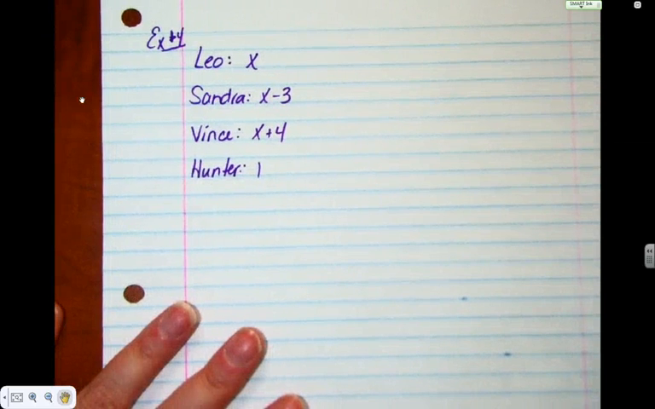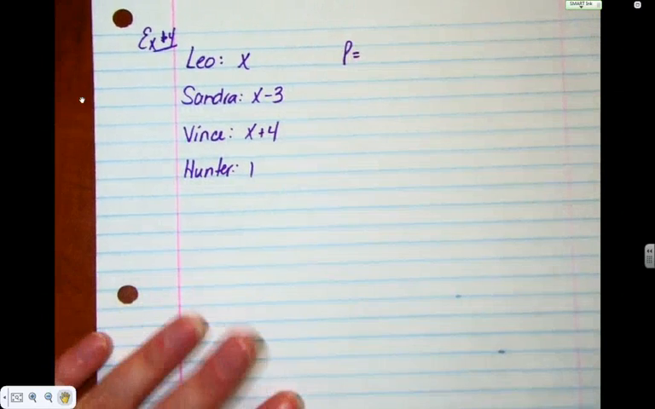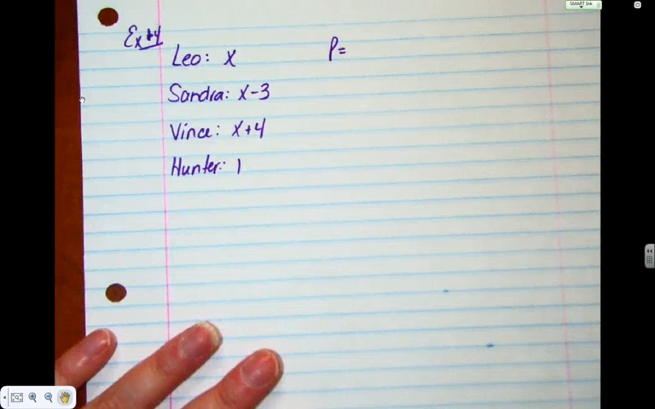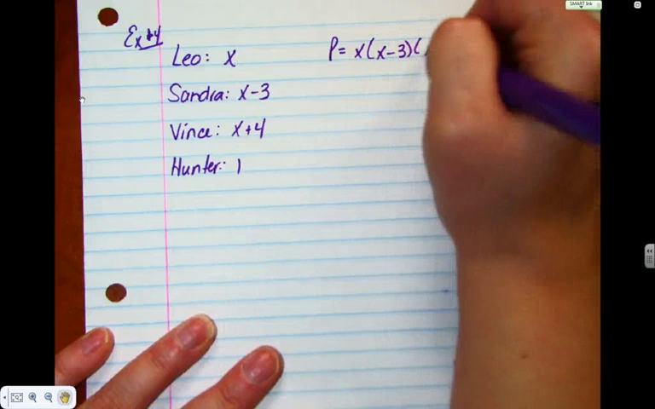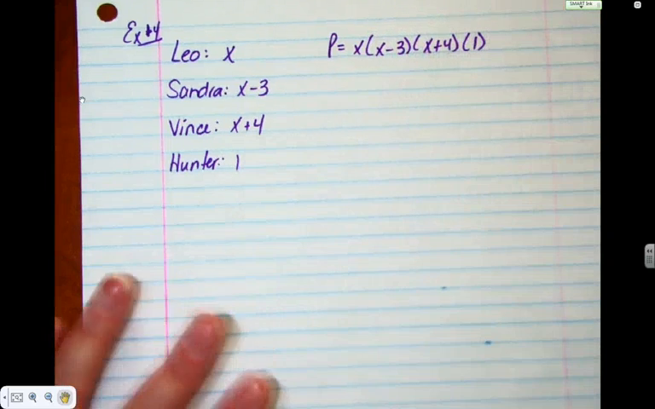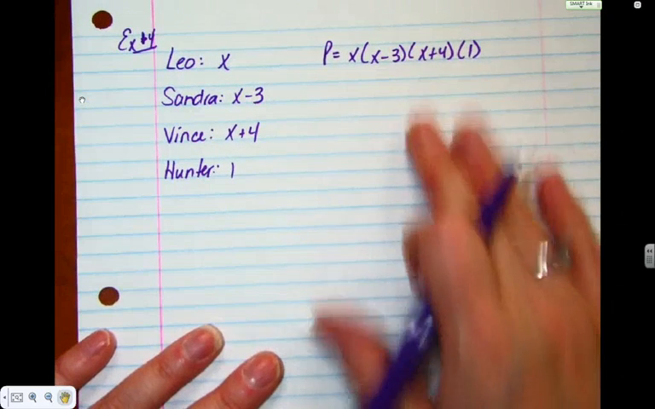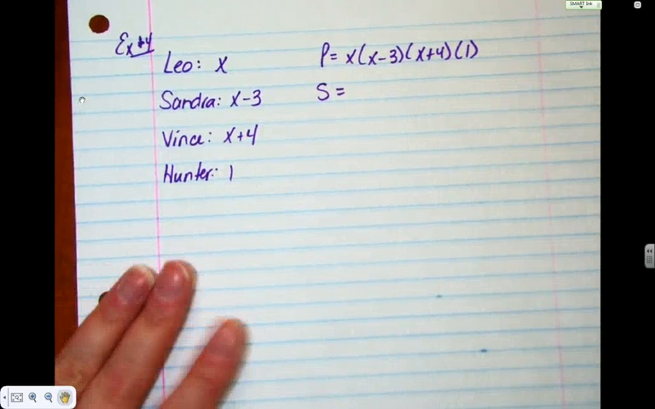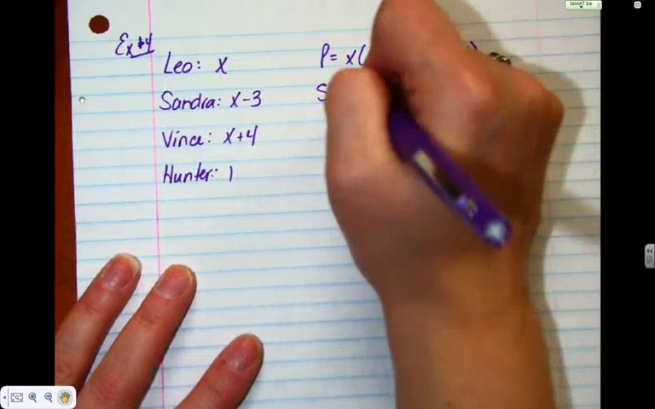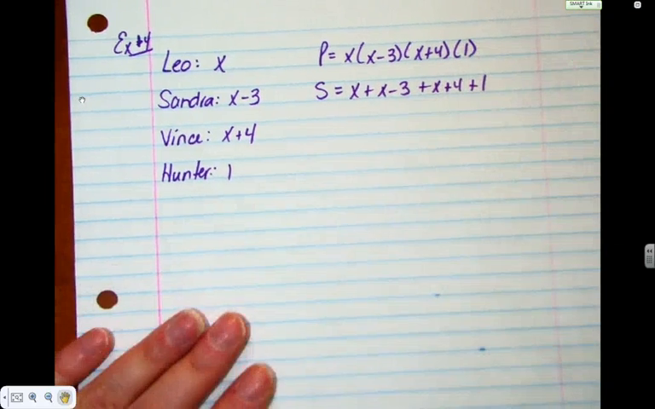Okay, now we have to deal with that product of their ages is greater than the sum. Okay, so let's look at a product first. How do we find the product of 4 things? Multiply. So we're going to have x times x minus 3 times x plus 4 times technically the 1, which we don't need. Now I usually don't multiply out right away because again we might have that option, so I'm just going to leave it for now. I'm going to jump to the sum and we'll look at what's going on there. How do we find the sum of 4 ages? Add them. So x plus x minus 3 plus x plus 4 plus 1.